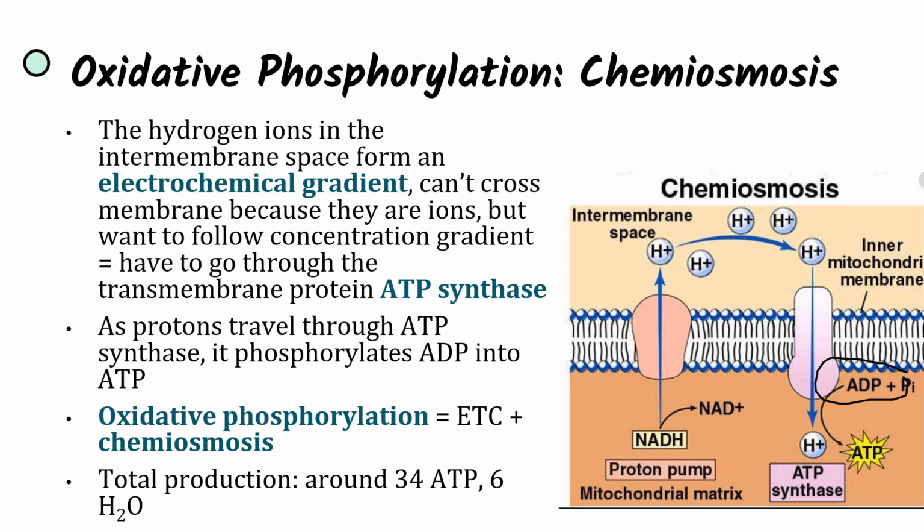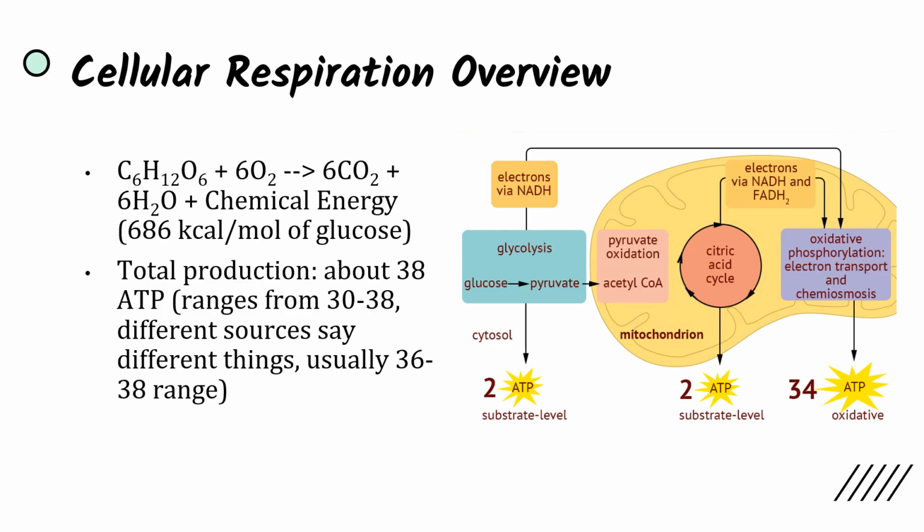We only got a few in glycolysis and from the Krebs cycle, but here in oxidative phosphorylation, we've made 34. So, an overview of cellular respiration. We took our glucose and we took oxygen for oxidative phosphorylation, and we made carbon dioxide, water, and chemical energy in the form of ATP. Total production is about 38 ATP, and it ranges from 30 to 38. Different sources say different things, but generally you're going to be in the 36 to 38 range.